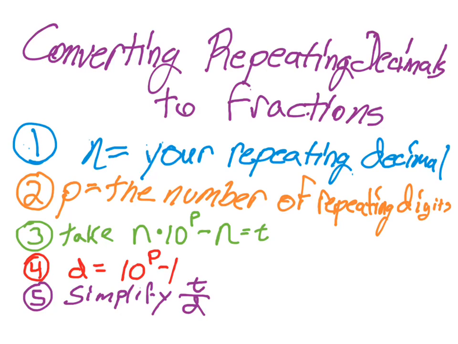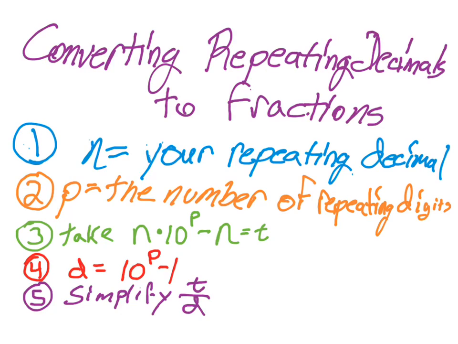Step 5: we take the fraction t over d and simplify it. When I say simplify it, usually you can't reduce it, but you need to make sure that there are no decimal points in the fraction. We'll take a look at that. So let's get ready for an example.